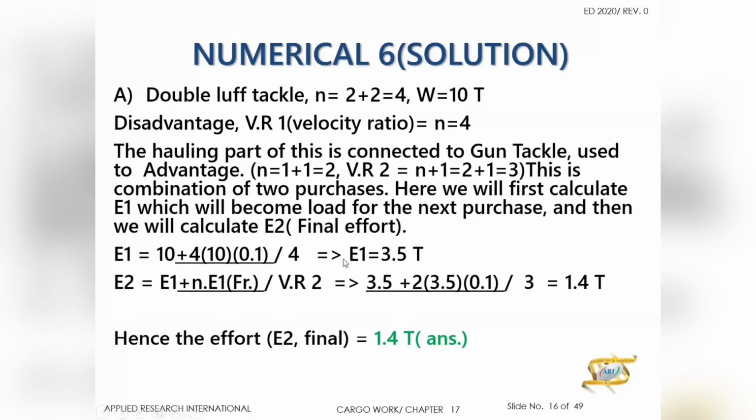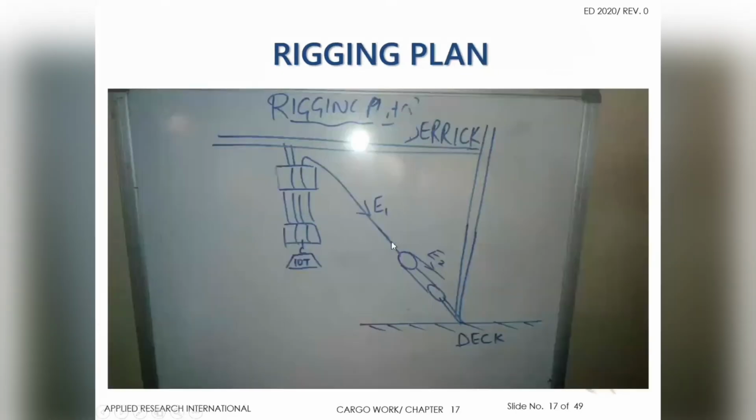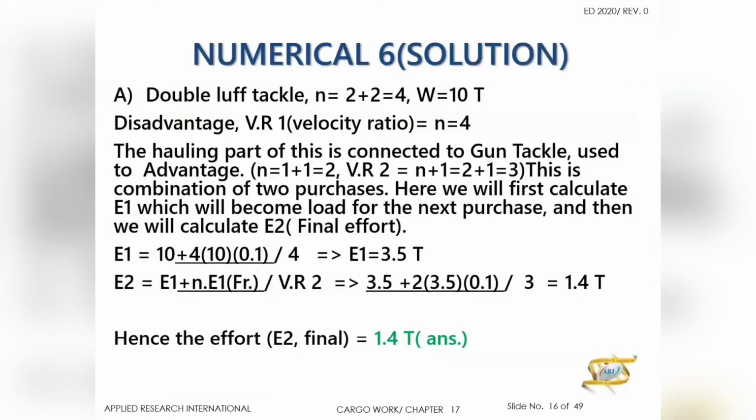By VR, so we get 3.5 tons. This effort 3.5 tons becomes load for the next effort 2. So we need to find out effort 2 where load is effort 1. This is effort 1, which has become the load. See, this is in advantage. This is also coming down. Effort 2 is also coming down in the same direction. That's why it is also given in the question: the gun tackle is used to advantage.